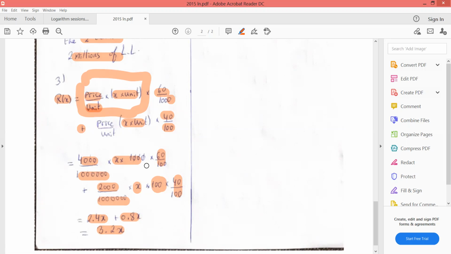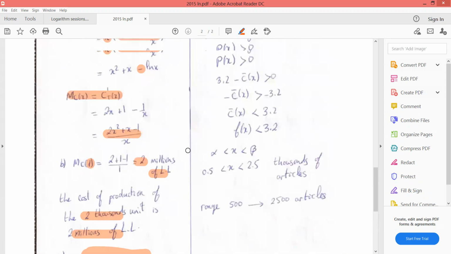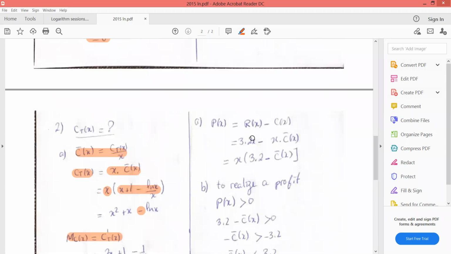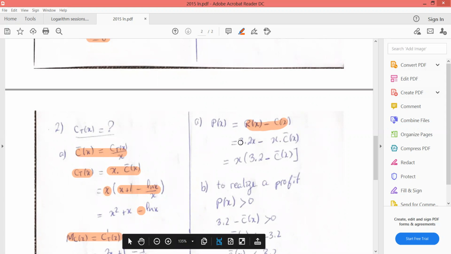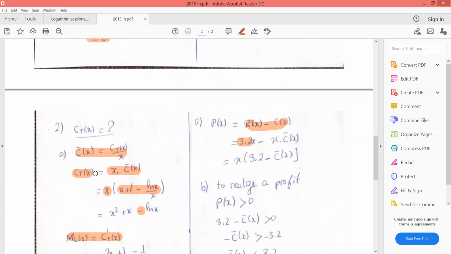Shall we continue? Now the profit equals Rx minus Cx. Rx we found 3.2x. The cost I put as x times c bar of x. I take x common, and I'm left with 3.2 minus c bar of x, which is the required.